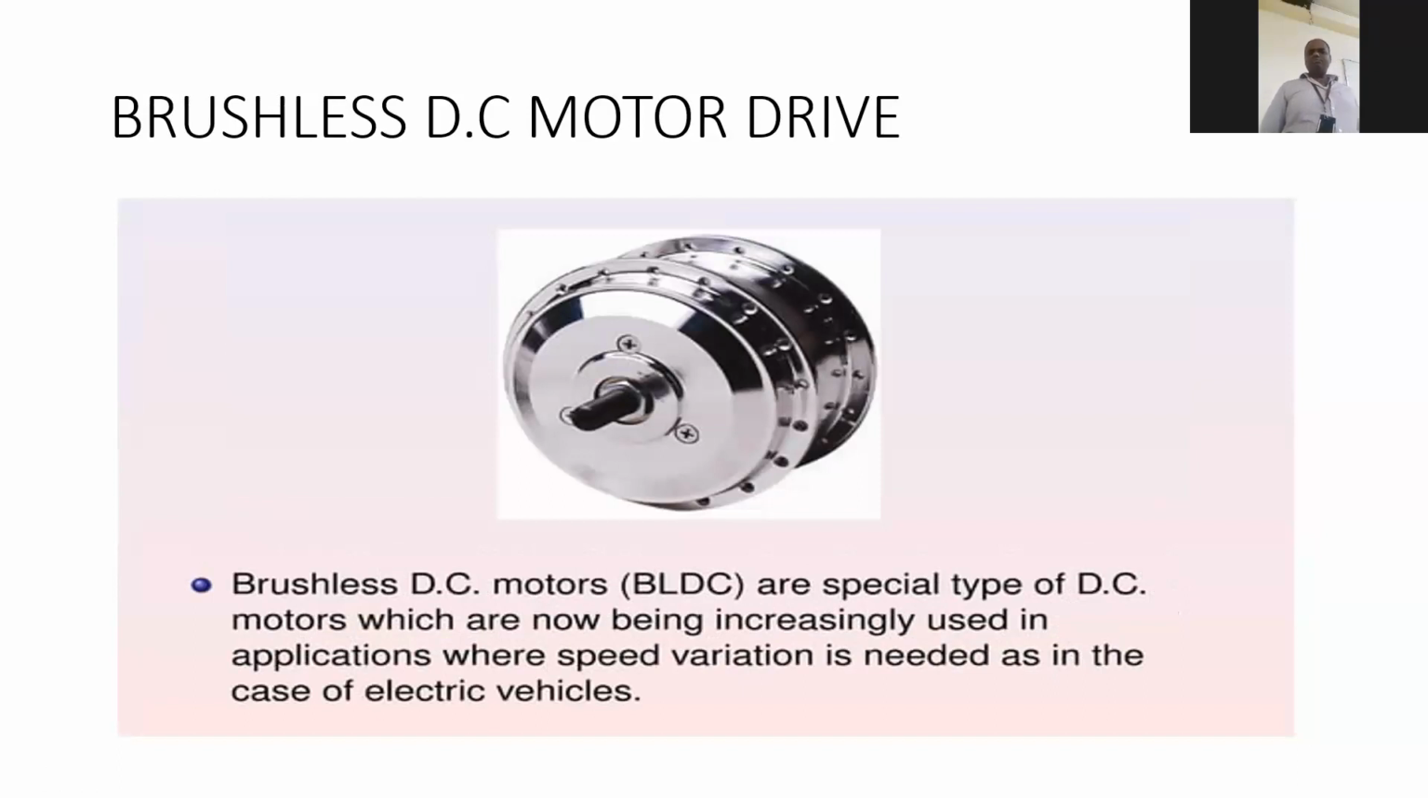So what is the important statement about DC motor drives when we use them with brushless motors? Brushless DC motor drives are special types of DC motors which are now increasingly used in applications where speed variation is needed, as in the case of electric vehicles. Now we are dealing with electric vehicles by using the brushless DC motor drive. Next slide, madam.